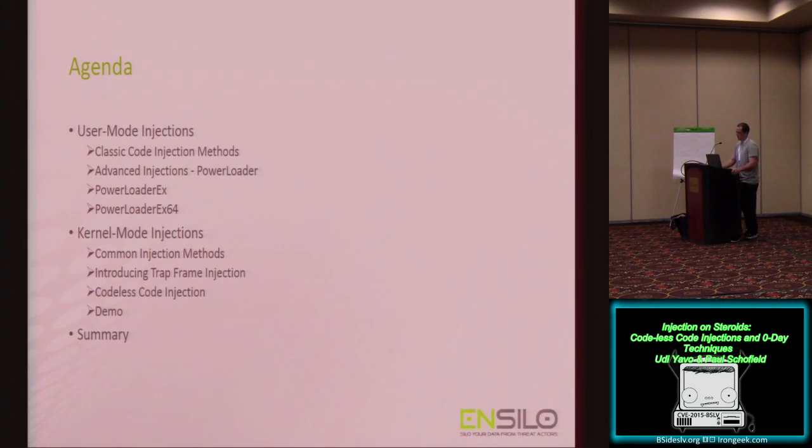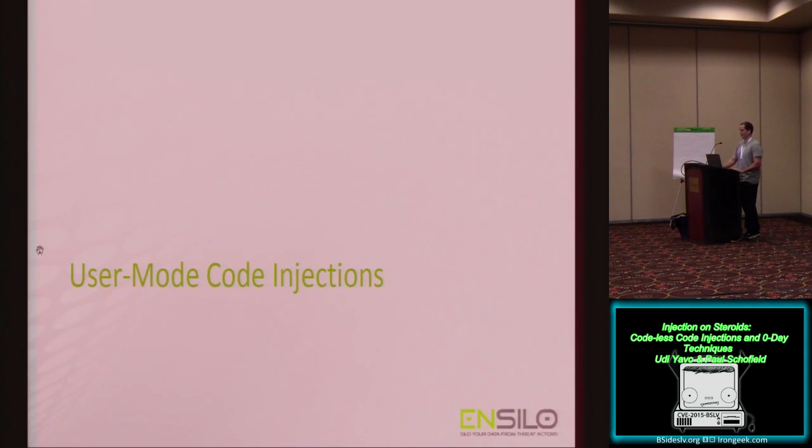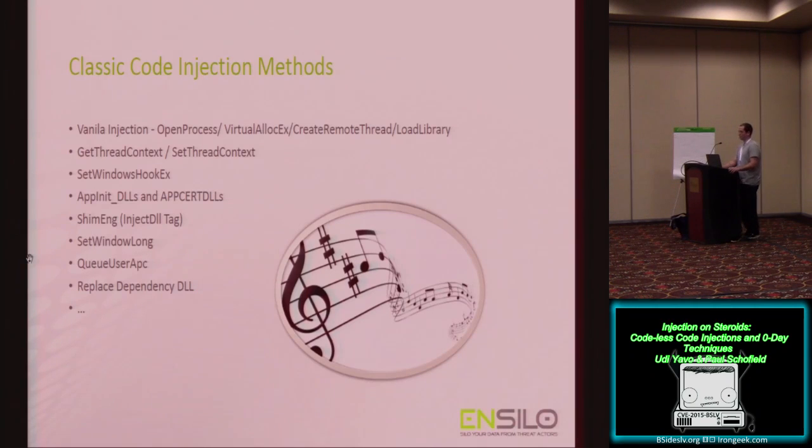Then we'll move on to kernel injections. I'll go over common injection techniques first, and then we'll go through new injection techniques. We call it trap frame injection, and we'll finish with codeless code injections, which I'll explain later. Okay, so let's start. Quickly, through common injection methods, probably the most common one is you open some process, allocate some new code in.